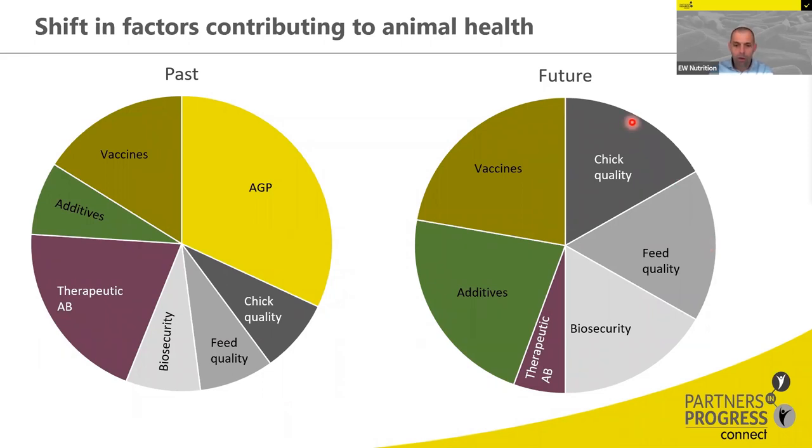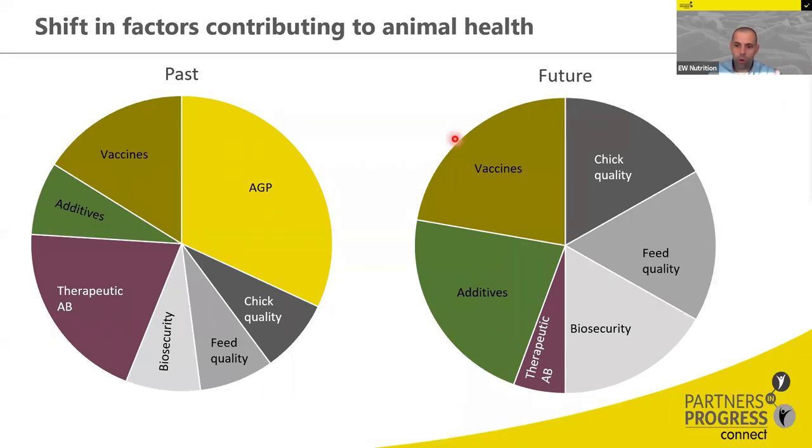Now, the quality of the animals, the day-old chick quality as an example, will have to be further optimized. Ideally, it includes the eradication of vertically transmittable diseases from breeder stock. Think about mycoplasma and salmonella.